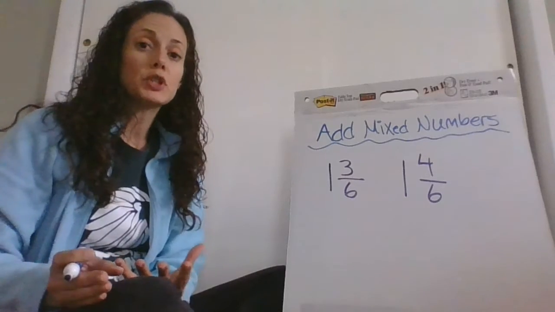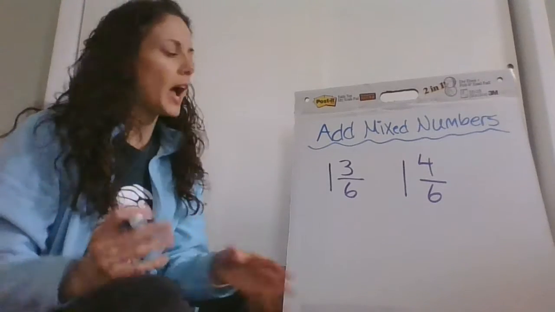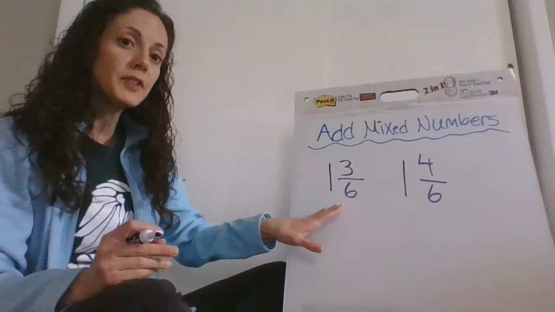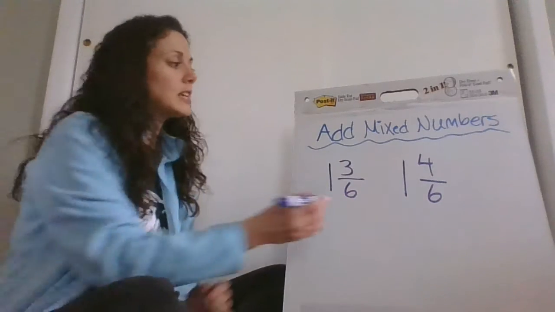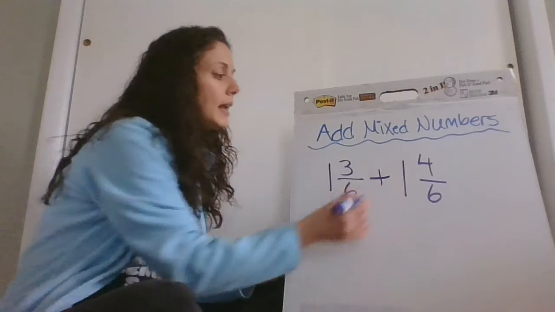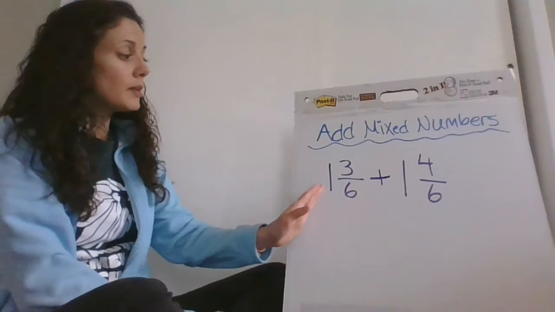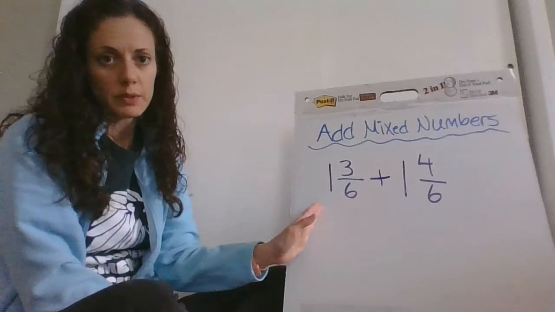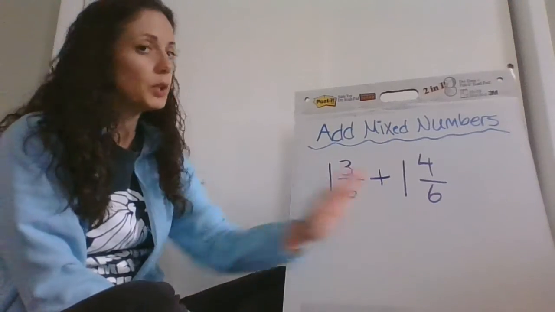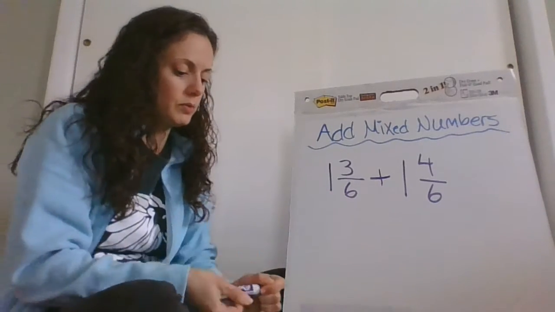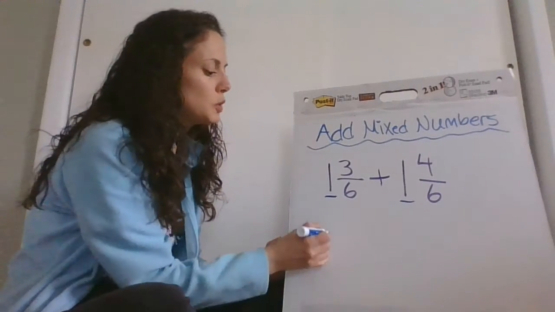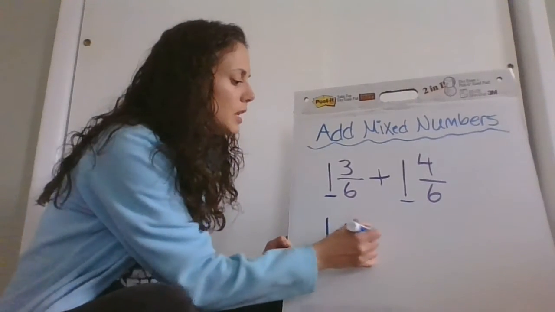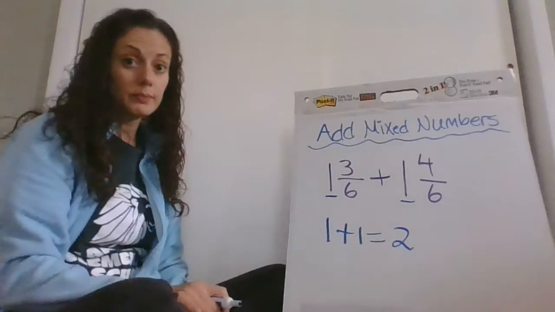Okay? I want to know how much juice I have all together in my pitcher. So to figure out how much juice I have all together, I have to add up the amounts that I have for the apple juice and the orange juice. So the way that we do that is by adding first the whole numbers. 1 plus 1 equals 2.